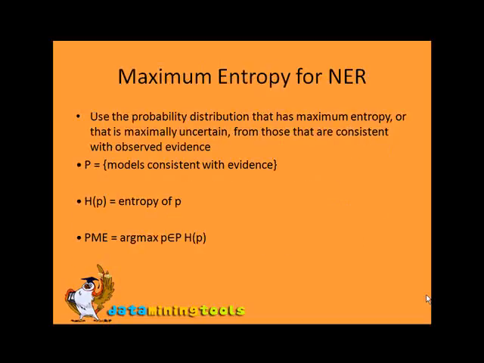Let's understand maximum entropy for NER. Use a probability distribution that has maximum entropy, or that is maximally uncertain, from those that are consistent with observed evidence. Say P is the set of models consistent with evidence, and H(p) is the entropy of p. P_ME is equal to argmax of p belonging to P of H(p).